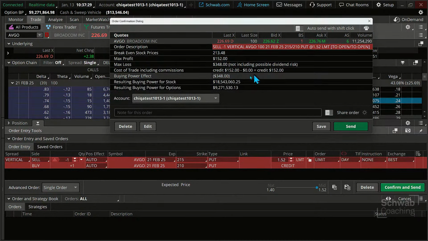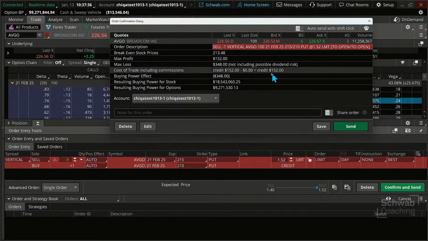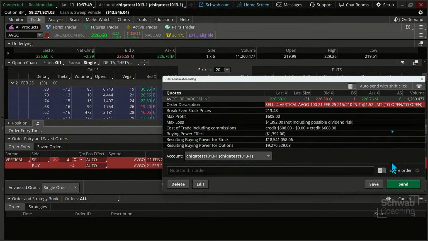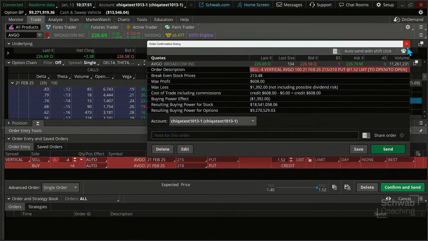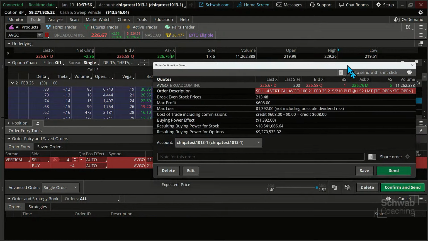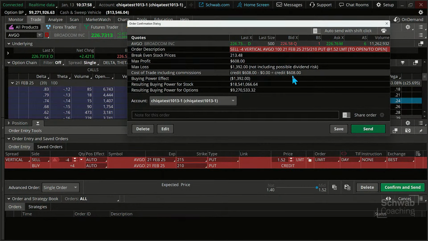Okay, so if we look over here, the buying power effect, 348, max gain, there's a credit, 152, plus commissions. I'm going to go ahead and just increase this to get close to, just as an example, the 655. We're getting close. So that's $600. We're not quite to, there's 608 versus 655.